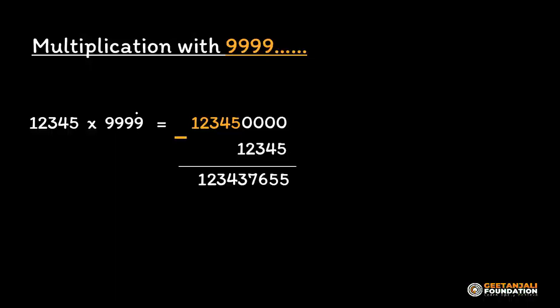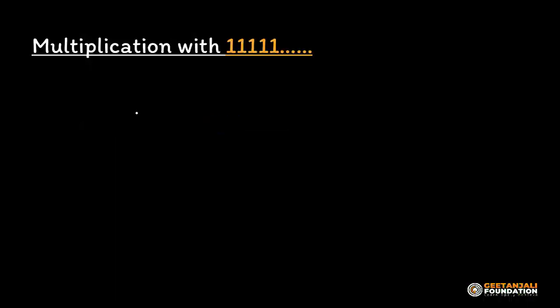Now let's move to the next thing, that is multiplication with series of 1. Series of 1 means either you will need to multiply by 11, 111, 1111 or so on. So in your multiplier, now you will have only ones, nothing other than that.